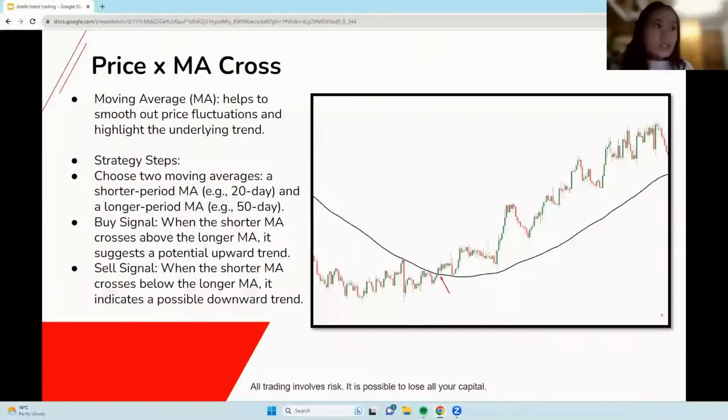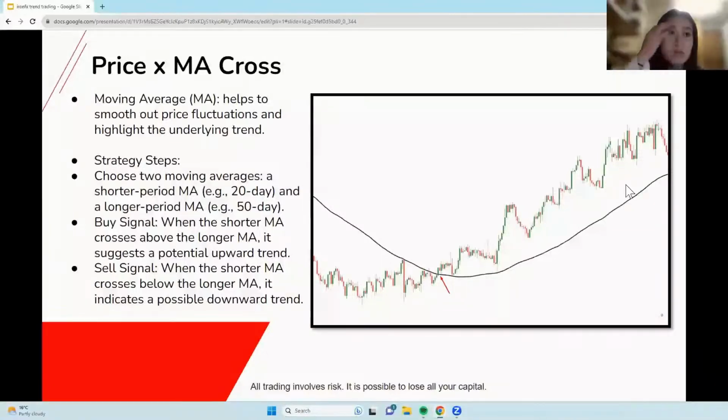So if you're unfamiliar, just a brief introduction to the moving average indicator. The moving average is basically a smoothened line, as you can see here. It's a smooth line that represents the average price over a specific number of periods, of which you can control when you're using MT4, MT5, or TradingView. So it helps to smooth out price fluctuations and highlight the underlying trend.